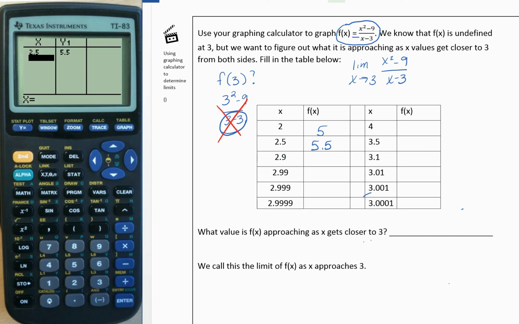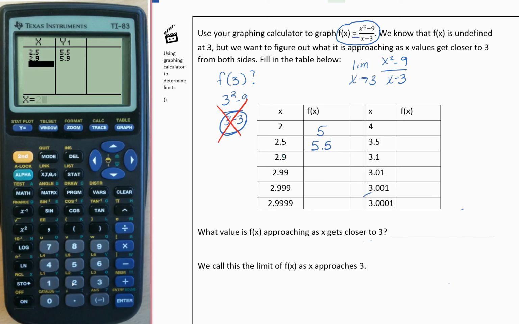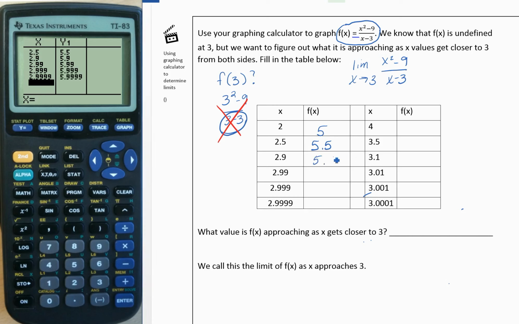Okay, then I'm going to do 2.9. And I'll just put them all in here. 2.99, 2.999, and 2.9999. And you're probably seeing a pattern, right? This is 5.9. This is 5.99, 5.999, and 5.9999, okay? So think for just a second about what those values are getting closer to.